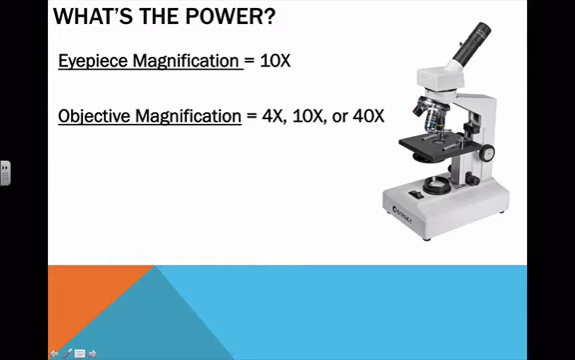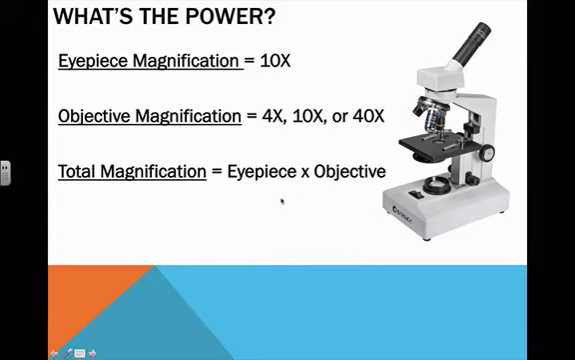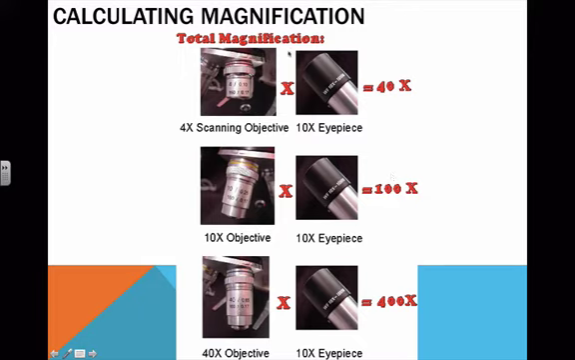How many times larger is the image than with the naked eye? You're looking through 2 lenses with your microscope. So in order to figure out the total magnification, you need to do some calculations. Total magnification is taking the eyepiece times the objective lens. We're going to do a little bit of basic math here. If we take a look at the next slide, we've got calculating magnification, and here's our total magnification. Our eyepiece is always going to remain 10 throughout the whole entire calculation, but our scanning objective, or our objective, will change.